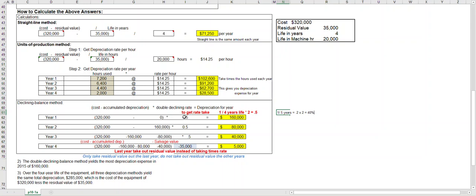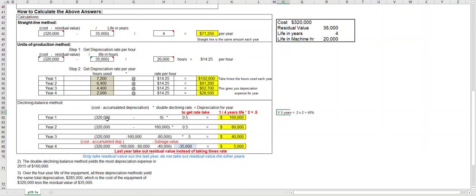Okay, now this is a 4-year life, so I will use that double declining rate for years 1, 2, and 3. But the last year, year 4, that we'll get to in a moment, you do not take it times the rate. Instead, we're going to take out the salvage. But let's concentrate on years 1, 2, and 3.